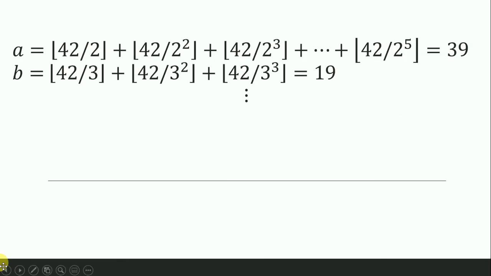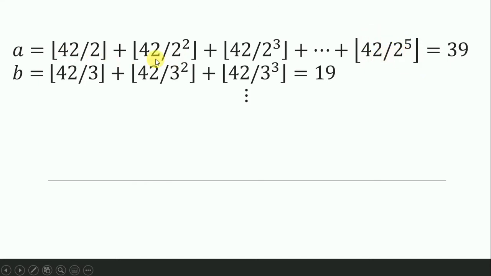So simply apply the process from earlier. So A would be for the prime number 2. That's the floor of 42 divided by 2, plus the floor of 42 divided by 2 squared, plus the floor of 42 divided by 2 cubed, plus the floor of 42 over 2 raised to the power of 5. 2 raised to the power of 6 is greater than 42, so that would be insignificant. That would be equal to 0. So we stop at 2 raised to the power of 5.